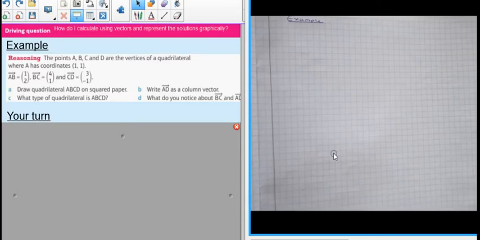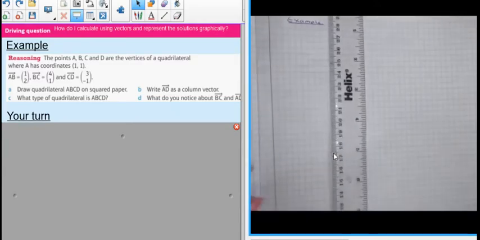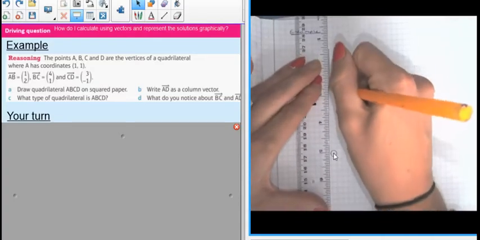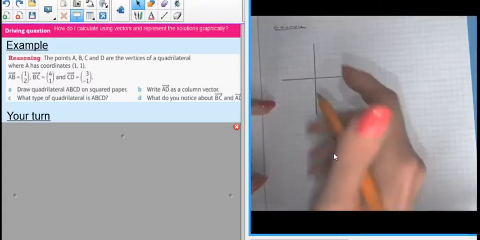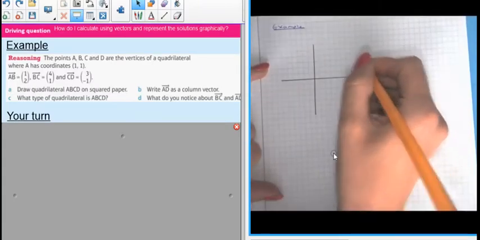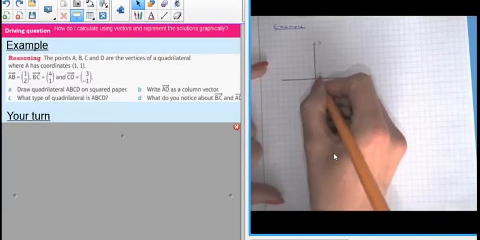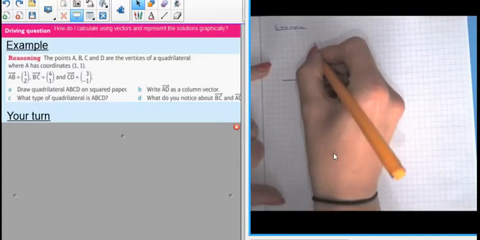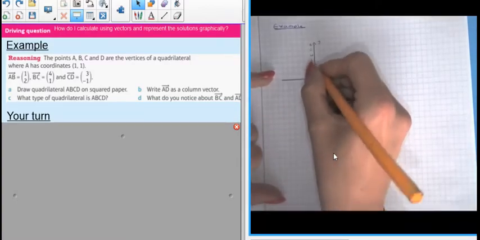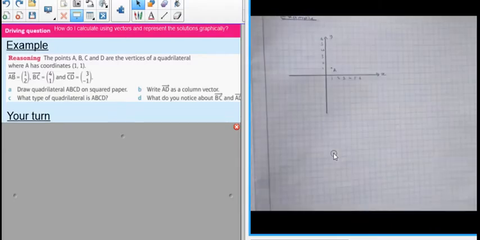Okay, so the first part of the question is telling us that we've got a quadrilateral. You can see it has 4 vertices, A, B, C, D, and A has coordinates (1, 1). So the most logical thing for us to do is to draw a coordinate grid and label point A as (1, 1). There's point A. It tells us that vector AB is (1, 2).